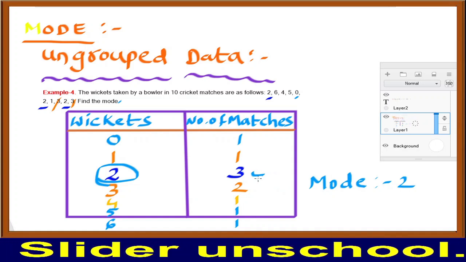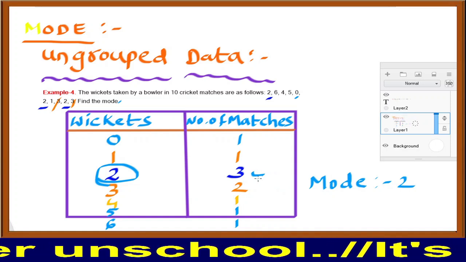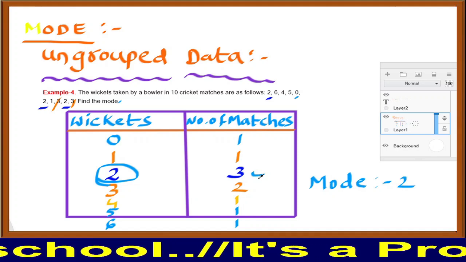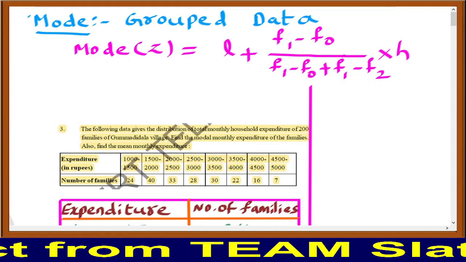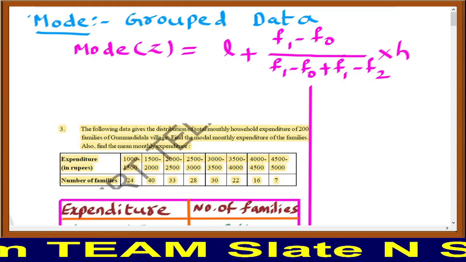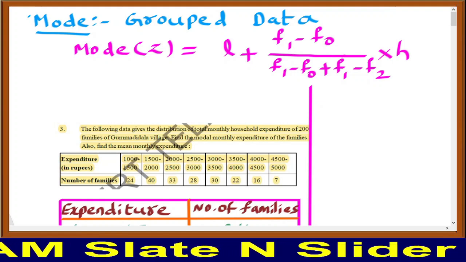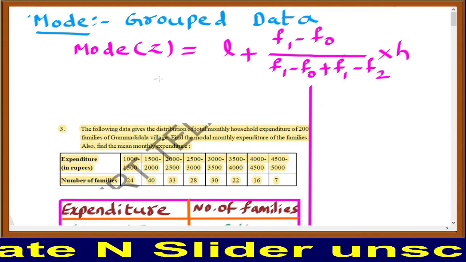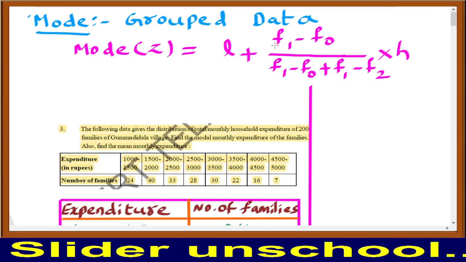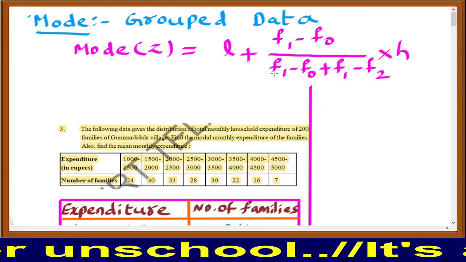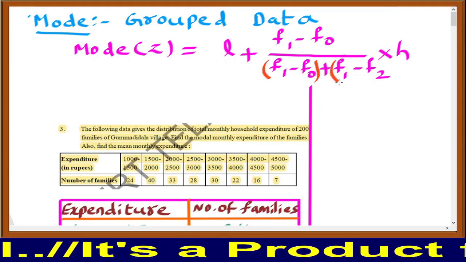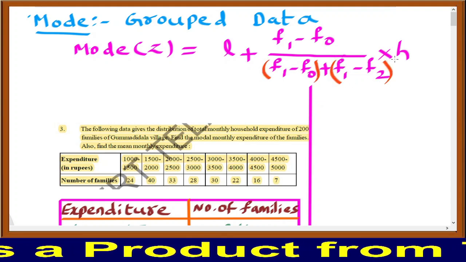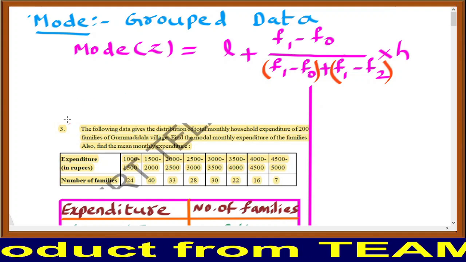Now, we will find the mode for grouped data. Let us find out the mode of grouped data. The formula for finding the mode of grouped data is: mode equals L plus (F1 minus F0) divided by (2F1 minus F0 minus F2), into H. Let us take one example first.